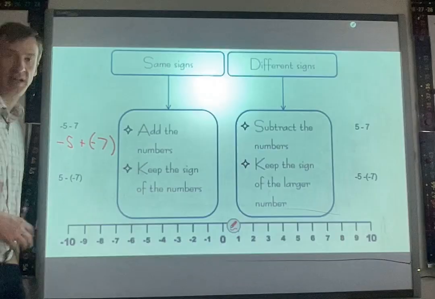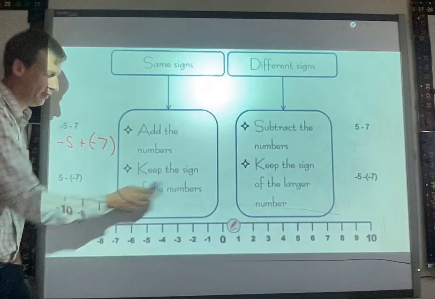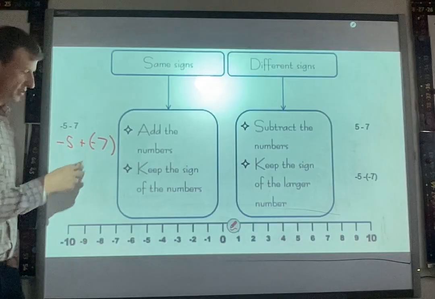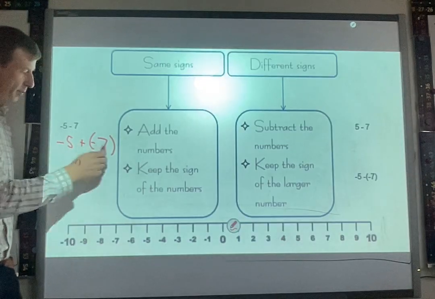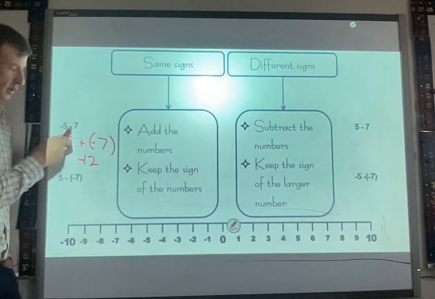Well, we know how to do that. We did it yesterday. When you're adding the same signs, you add the numbers and then keep the sign of the numbers. So what is 5 plus 7? 12. And if they're both negative, then my answer is negative. All right, so just one extra step.